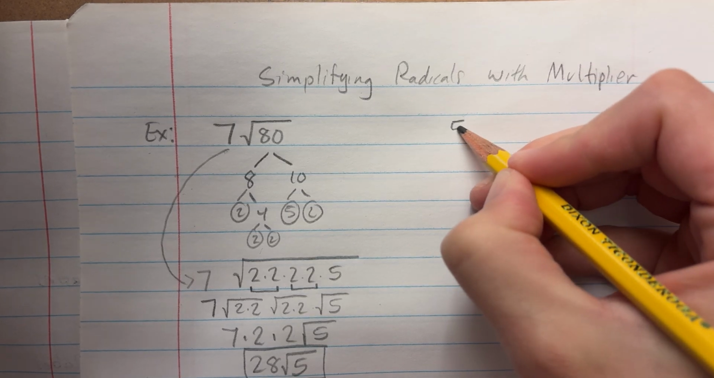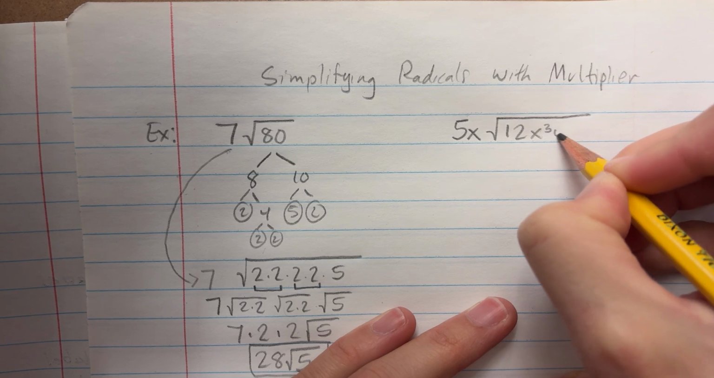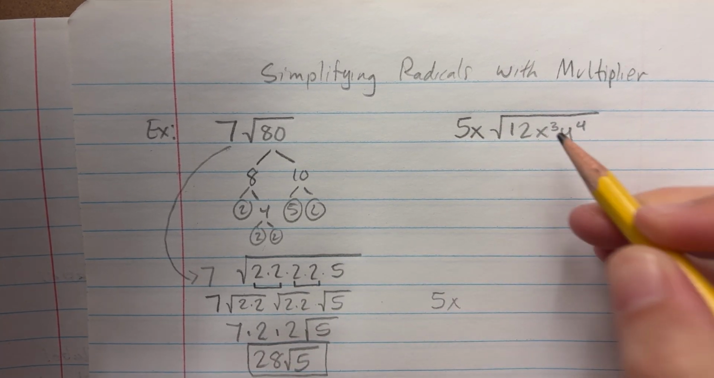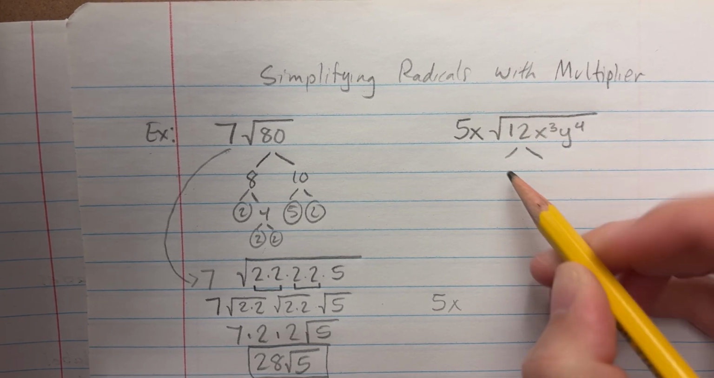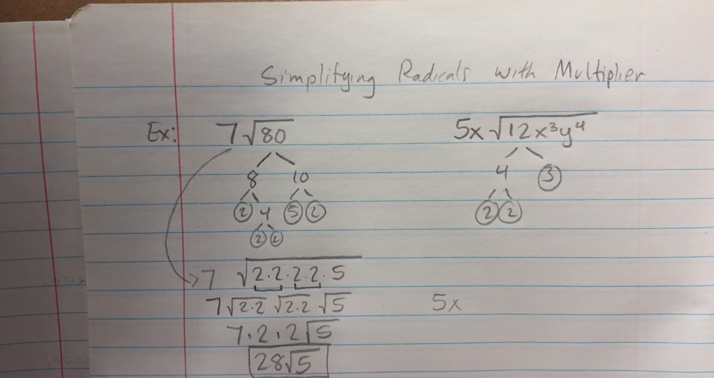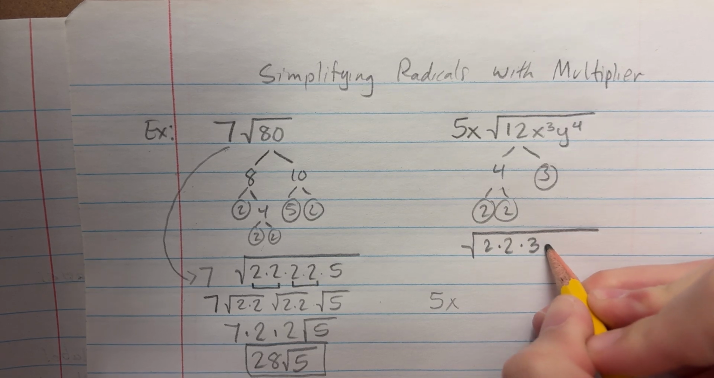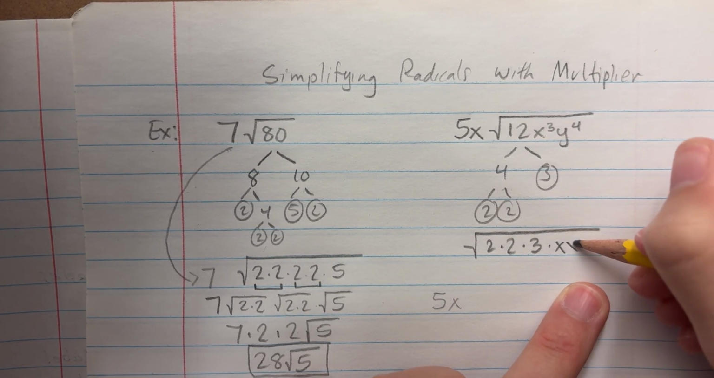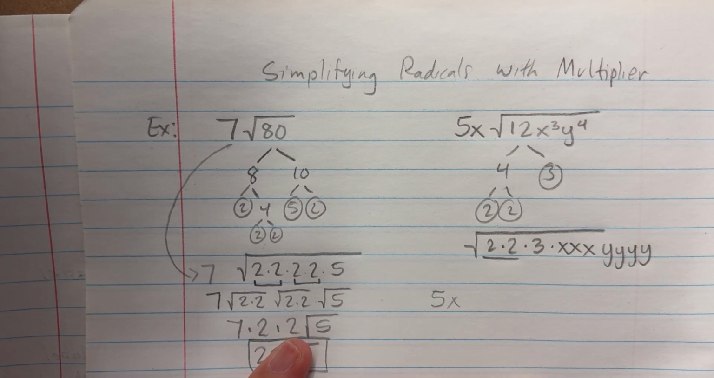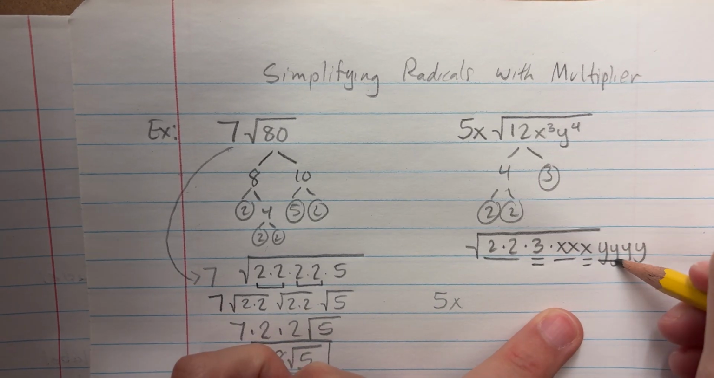Okay, so here's another example with some variables involved. Again, my goal is just not to forget this 5x. I'm going to bring it down a little farther this time so I don't leave myself so tight on space. So 12 is 4 times 3, and here are my prime numbers: 2, 2, 3. Then I have my x's and y's: 3 x's and 4 y's. Let's find my doubles. I have double 2's, a single 3, a double x, a single x, a double y, and a double y.